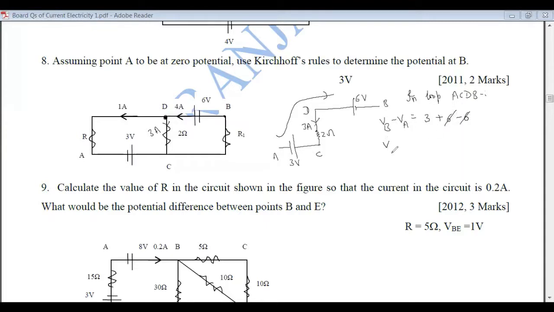Okay, so given here that VA is at 0 volt. So VB is equal to 3 volts is the answer. Hence the answer is 3 volts.